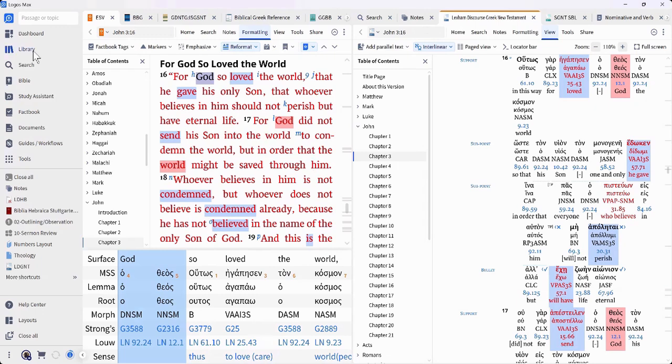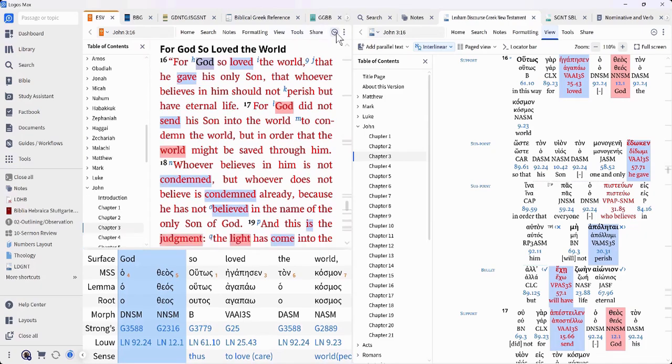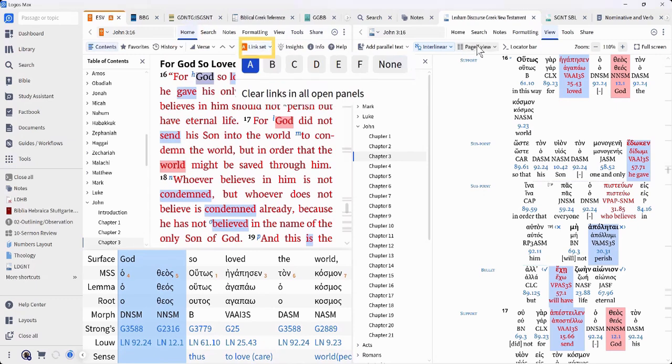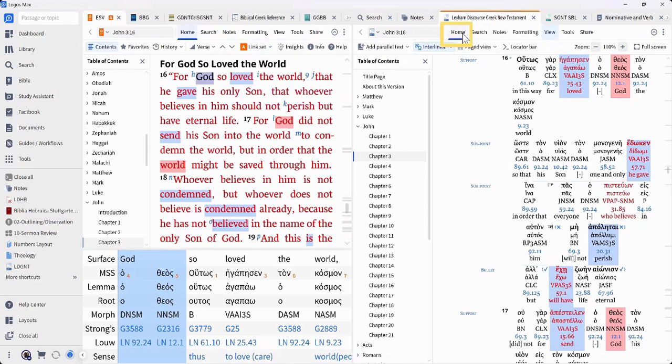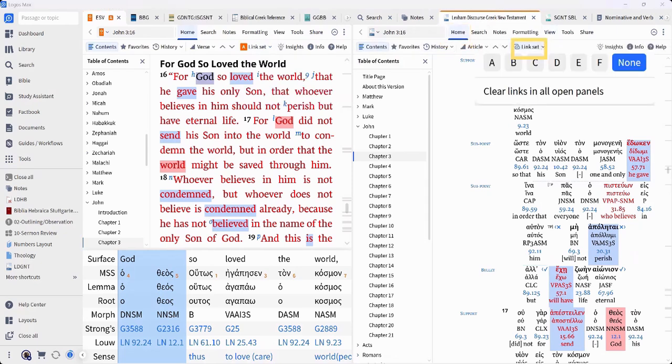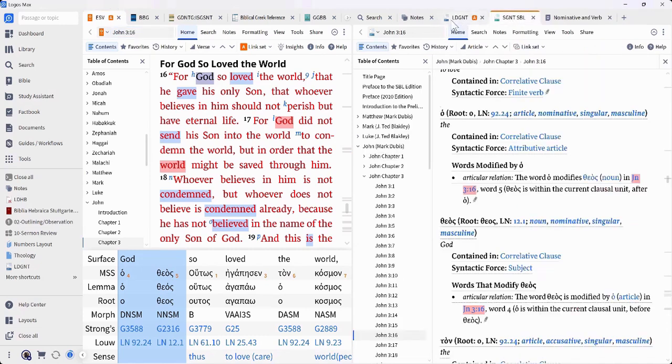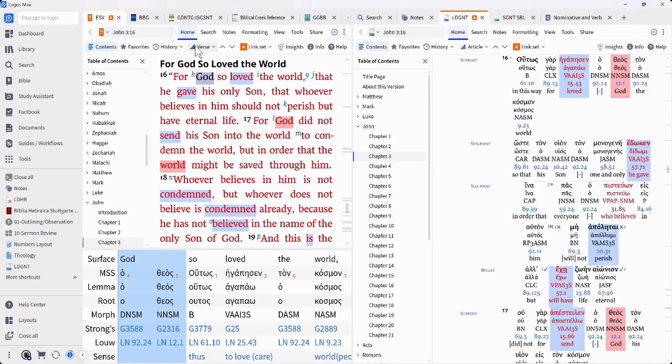Next, let's go to John 1. The first thing I'm going to do is come down here and click on the tools for link set. That's not what I wanted. I want my link set, and I want them to be linked to each other, so when I go into one, I also go into the other. That's all I need to do. So next, we're going to go into John 1:15. John 1:15.